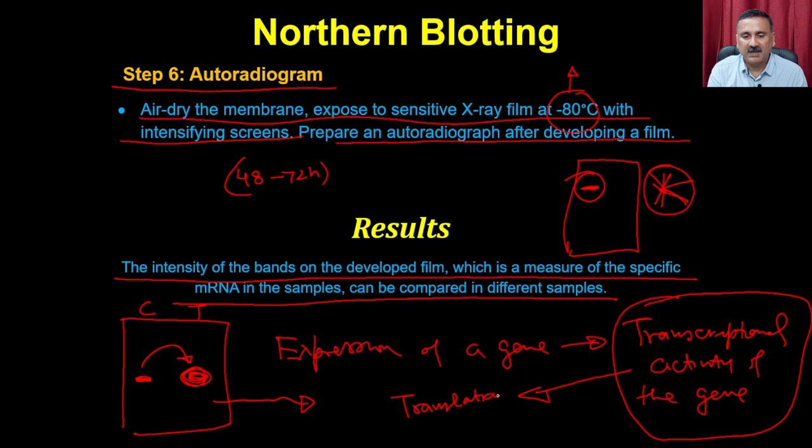Because sometimes it happens that you have the RNA species, but it may not be completely translated. So, sometimes you may see an increase in transcriptional activity, but that may not carry into translation. That kind of variation is possible, and that is why you are supposed to do further verification at the level of translation with the help of another technique called Western blotting.